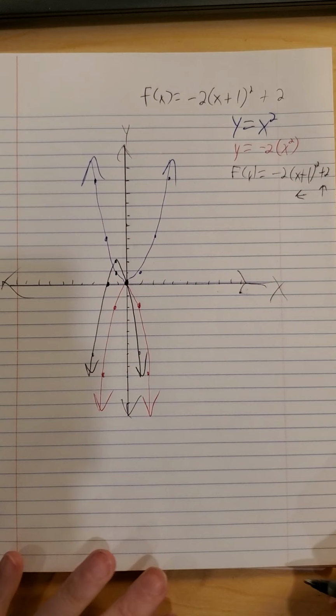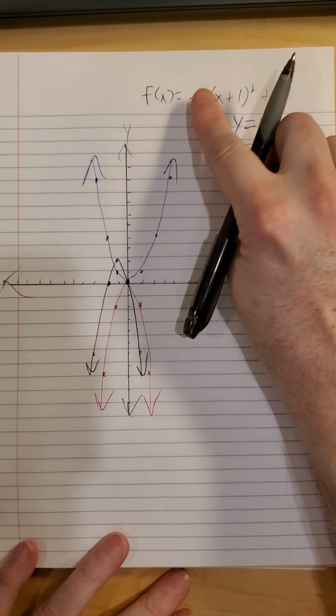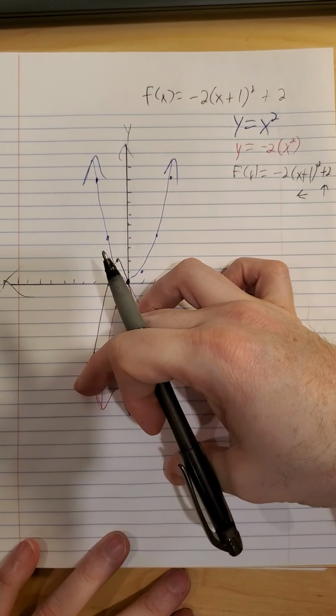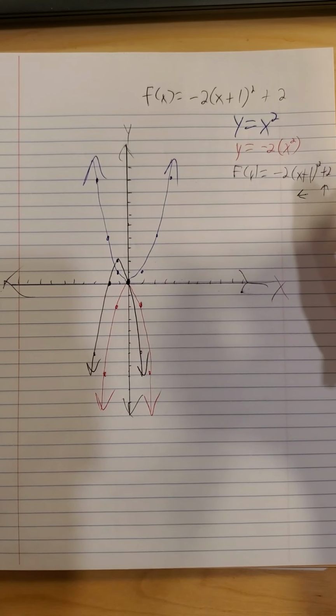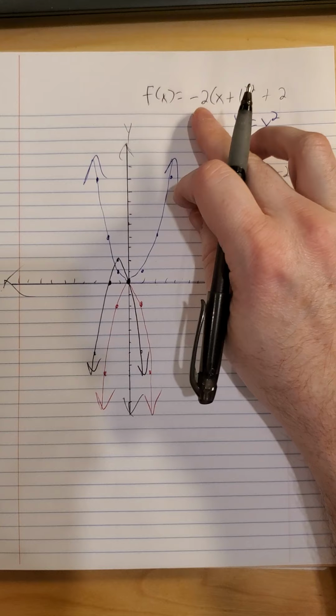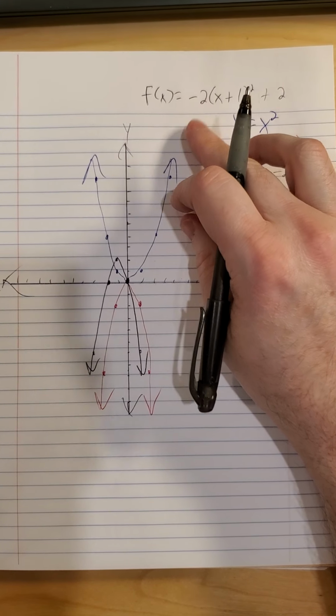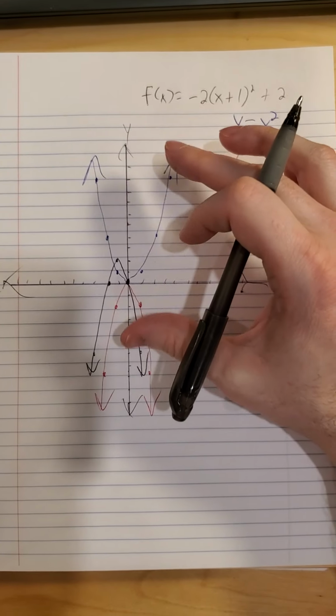So some general properties, some things that you should expect. If it's a negative out here, your graph will open down. Positive, it will open up. If the absolute value is bigger than 1, it'll stretch it. Smaller than 1, it'll compress it.